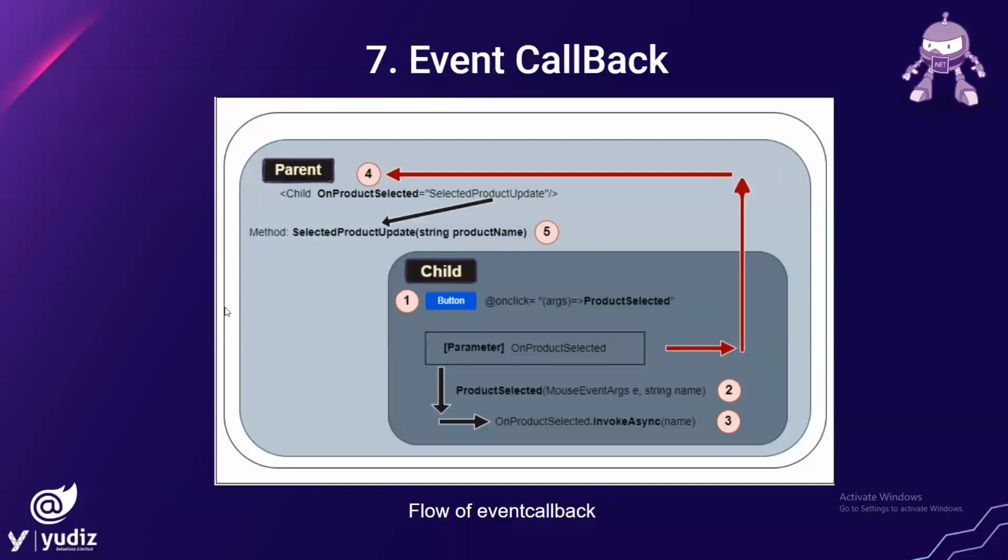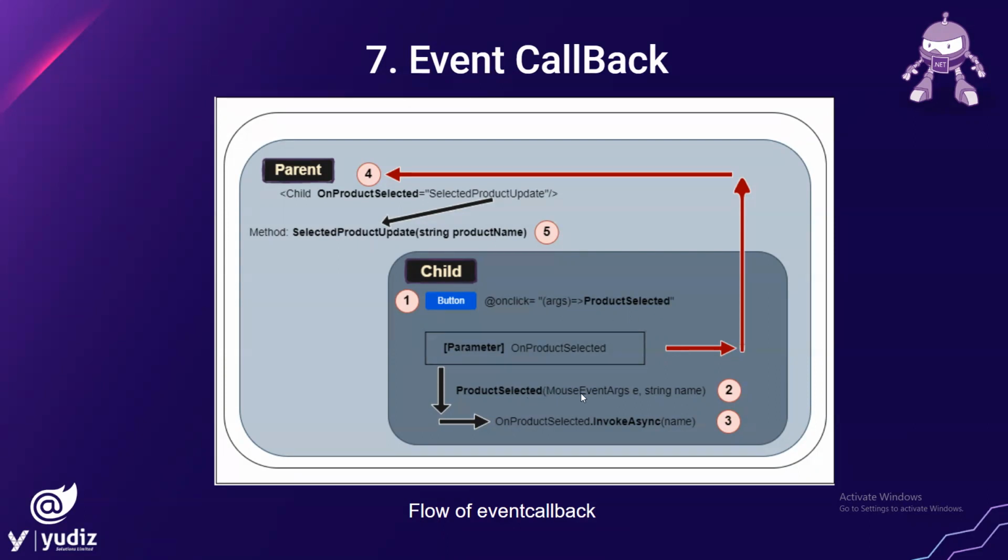In this snippet, we have two components. First is the parent and second is the child. In the child component, we have one button. OnClick is the event type. Then after, we have one event handler, ProductSelected. If I click the button, then the ProductSelected function will be triggered.